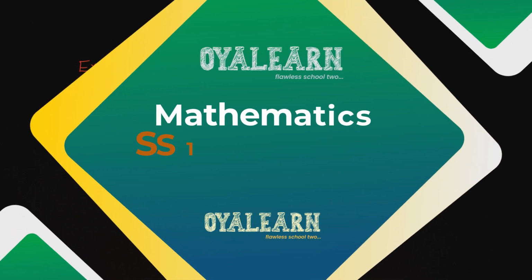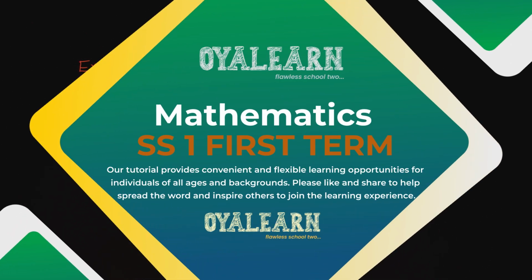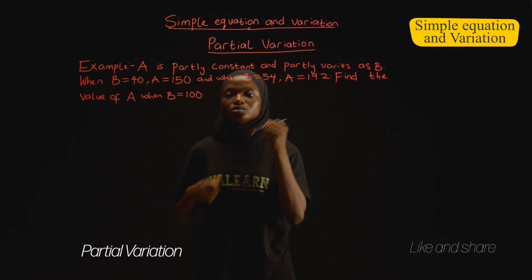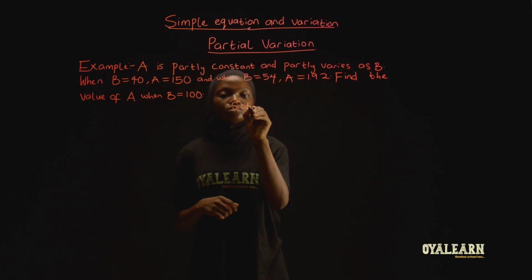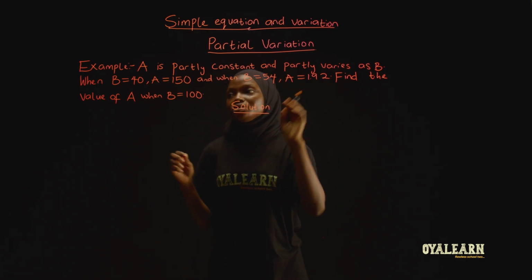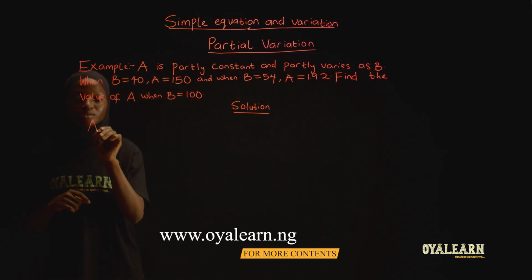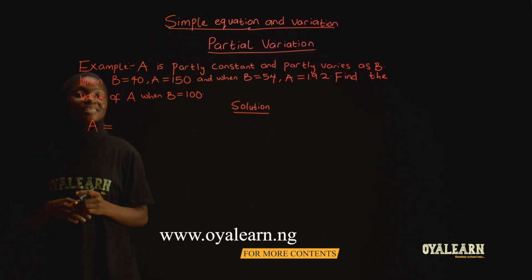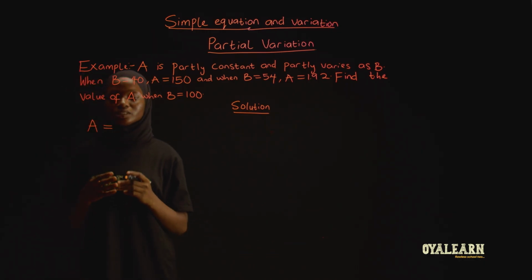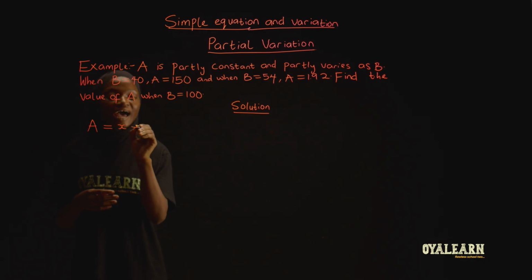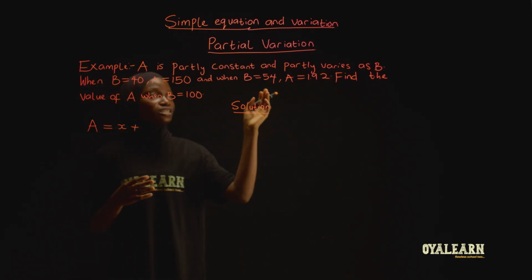This is another example on partial variation, and the question says A is partly constant and partly varies as B. Solution. Let's interpret the first sentence. It says A is partly constant. Let's say it's partly constant to X and partly varies as B.